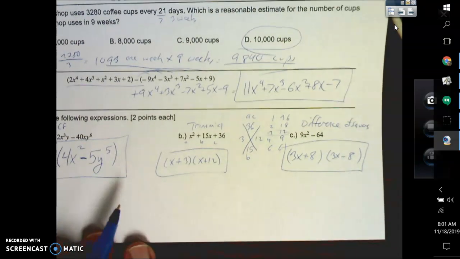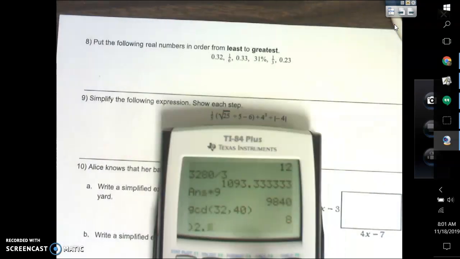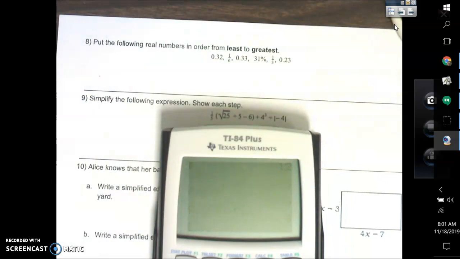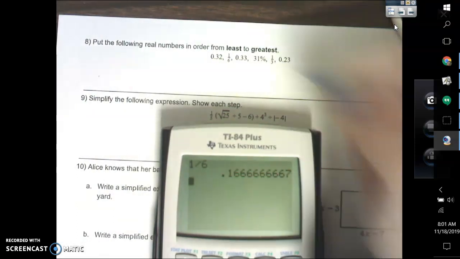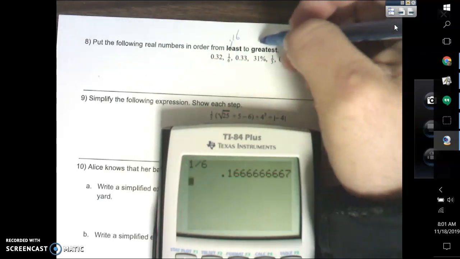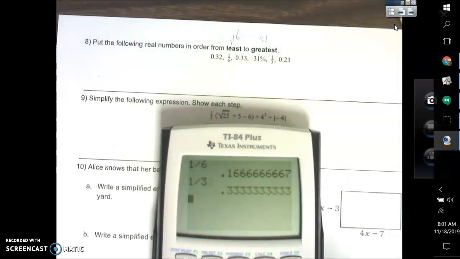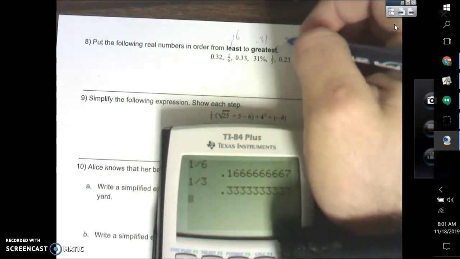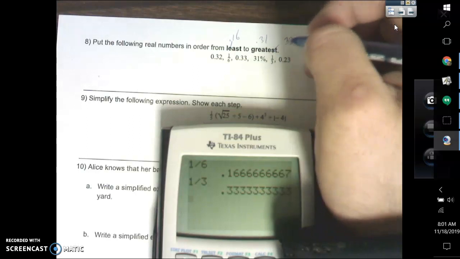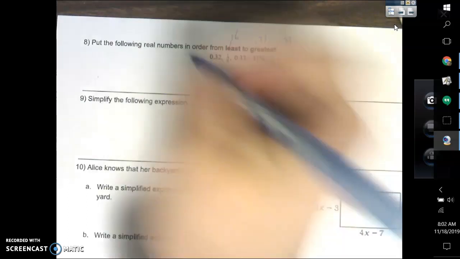Okay. Alright, on the back. Okay. Put the following real numbers in order from least to greatest. So, let's see here. 0.32 is pretty good. 1 divided by 6. 0.16. That's already good. 31% is just 0.31. 1/3 is 0.33. Okay. So, the smallest one there is going to be the 1/6.